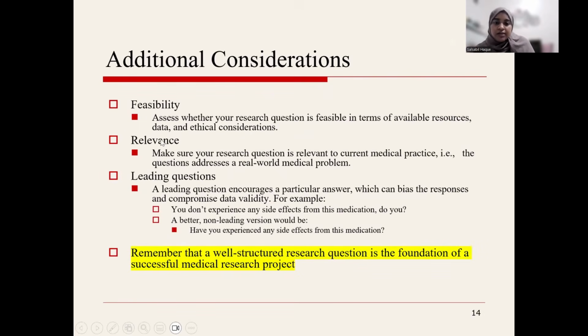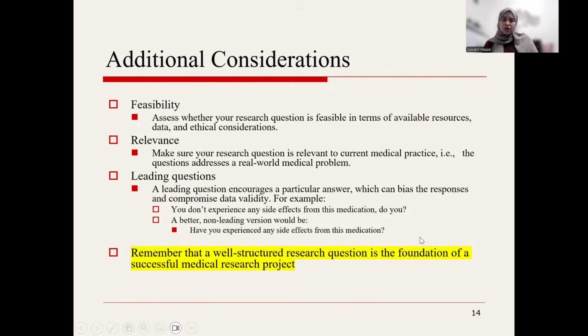Then you have relevance. Relevance is going to be making sure your research question is relevant. So let's say, for example, what happens to SLE when someone goes to Mars? Who cares? It's not really relevant to the wider population. Okay, and you must not ask leading questions. What does that mean? Something that almost points you to the answer. So, you don't experience any side effects from the medication, do you? It kind of tells you that you're not supposed to experience any side effects.